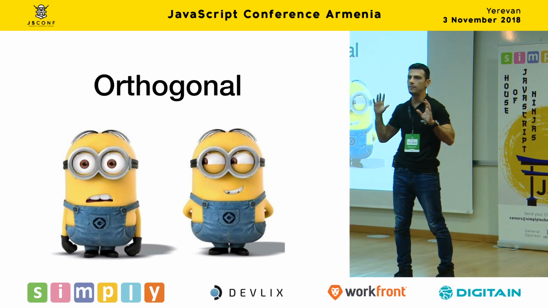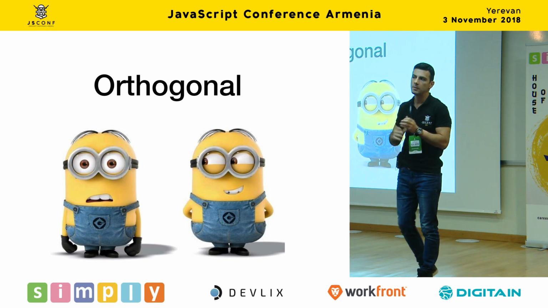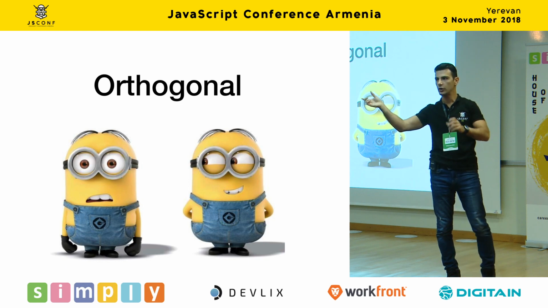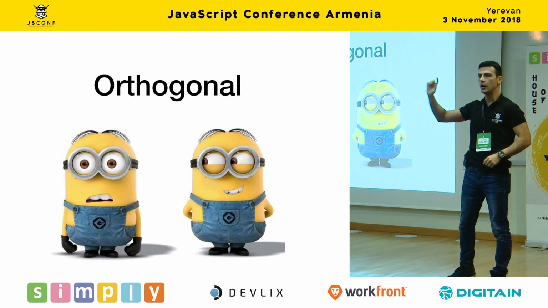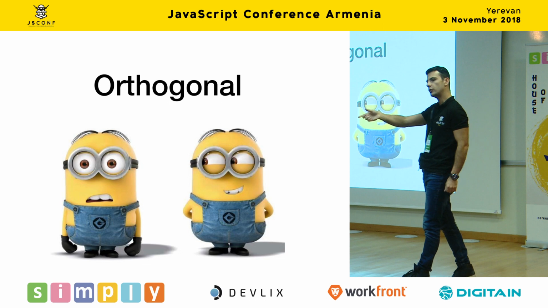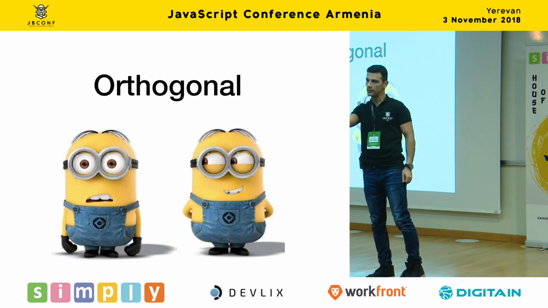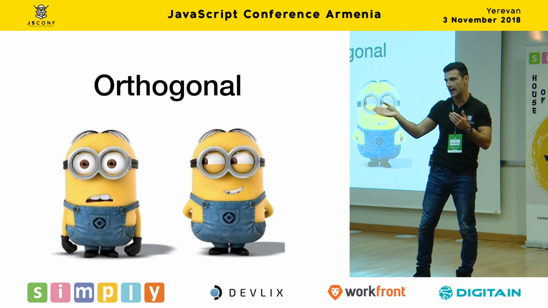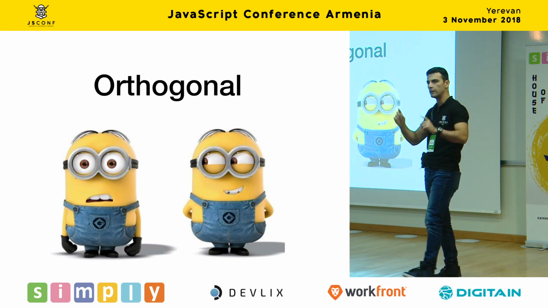So you want to keep your APIs orthogonal. What do we mean by this? Anytime you have a function in one direction, you want to have the opposite. If you have an undo, you want a redo. If you have a push, you have to have a pop. Create, delete, right? Next, previous. Or first, last, whatever, right? You want to have the opposites covered.